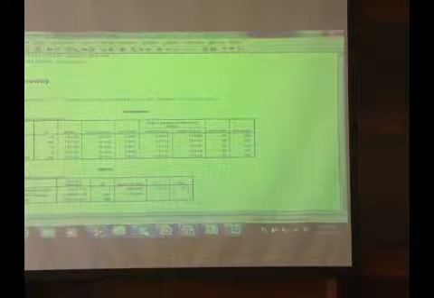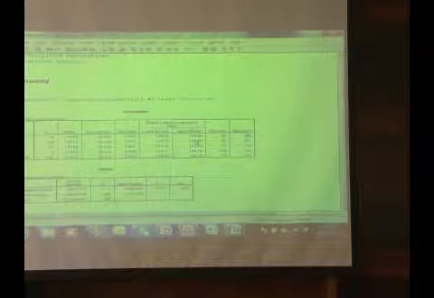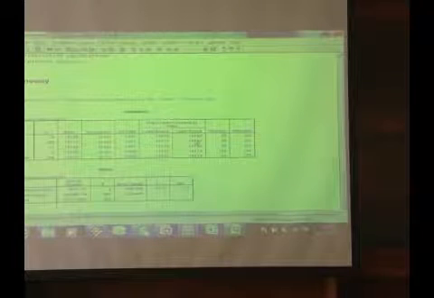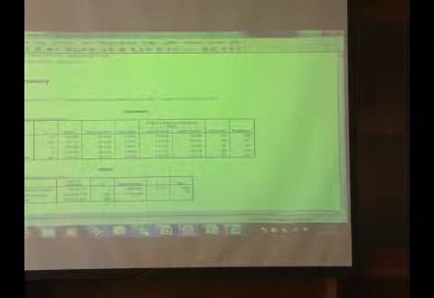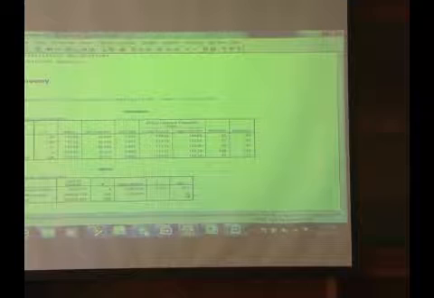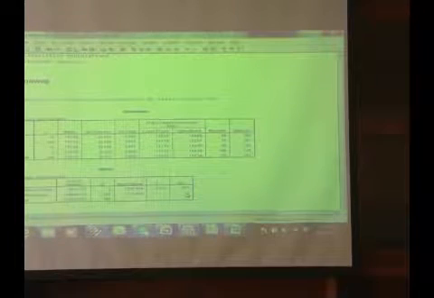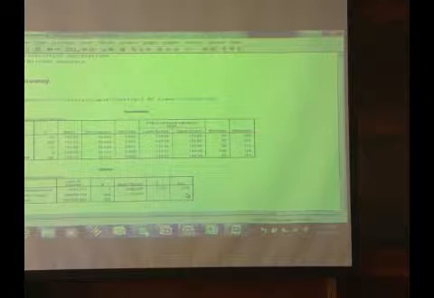Now the question is, is there any significant association between triage levels and systolic blood pressure? You look at the p-value. What is it? 0.073. Is it significant? No, it's not. So you can say there is no significant association between triage level and systolic blood pressure.